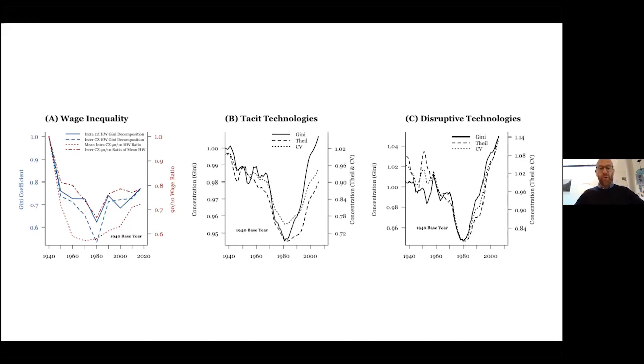And so the wage inequality picture we see in panel A. In panel B, we see that the spatial concentration of tacitness proceeds in a dimension that between 1940 and 1980, tacit technologies are spreading out over space, kind of doesn't matter how we measure it. And then right around 1980, we see a reversal, and tacitness starts to strongly concentrate in space.